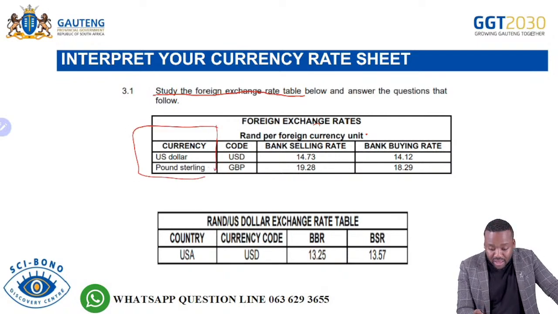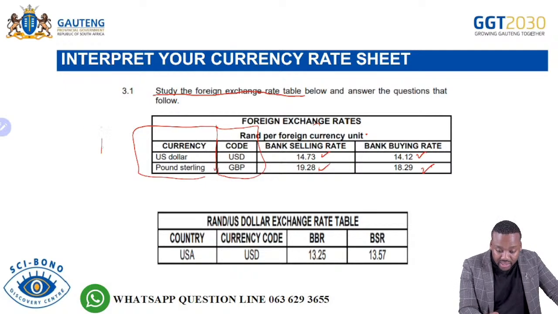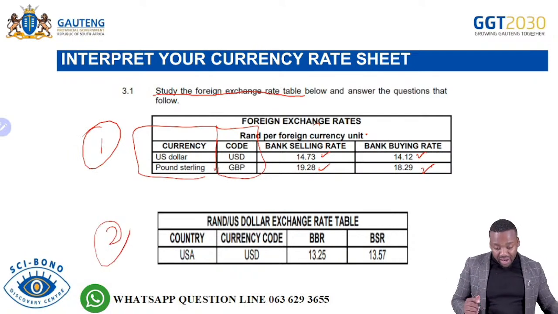Sometimes it will be more than this. In the middle block, we've got the 3-letter code for each currency. And on this side, we've got bank selling rate. Then here, 1928, 1473. Then bank buying rate. Again, they are not the same. This is table number 1. Then number 2, check. They are also a bit different.